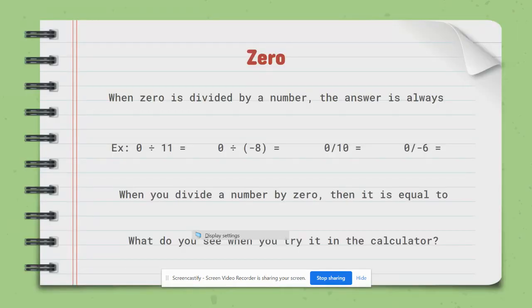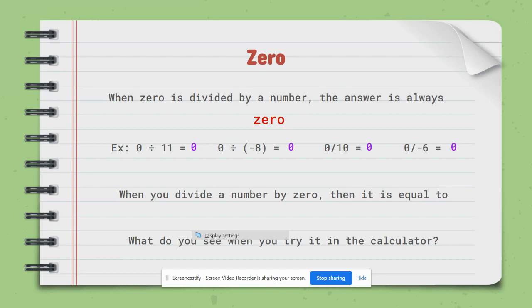Let's talk about 0. When 0 is divided by a number, meaning 0 is the first number, it is the top of a fraction, your answer is always 0. So in these examples, 0 comes first. It's 0 divided by 11, 0. 0 divided by -8, 0. 0 divided by 10, 0. 0 divided by -6, 0.